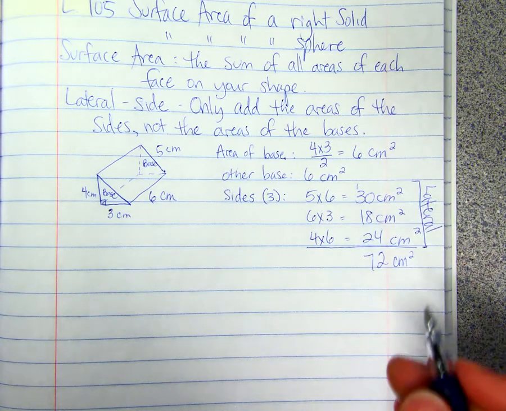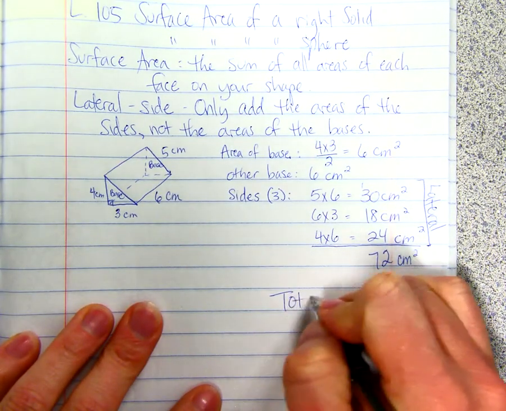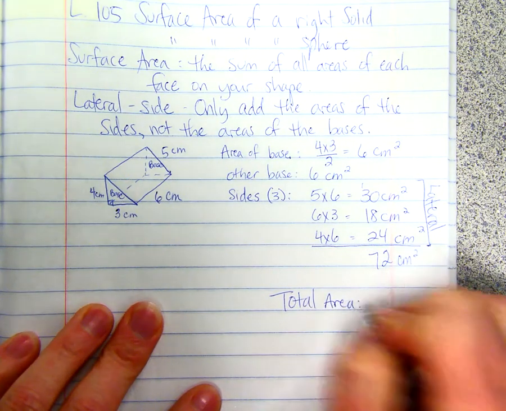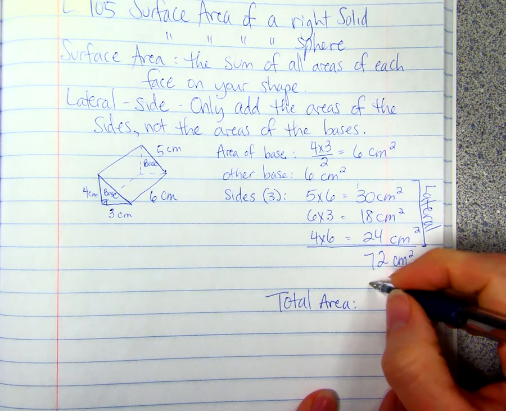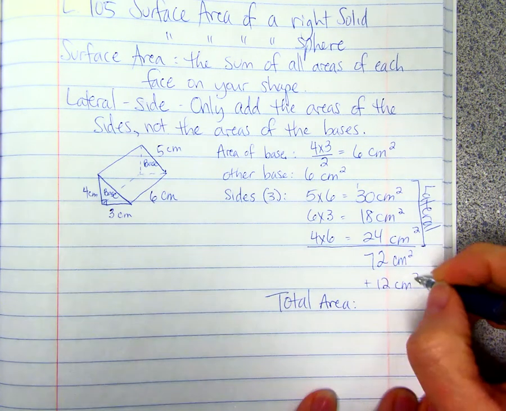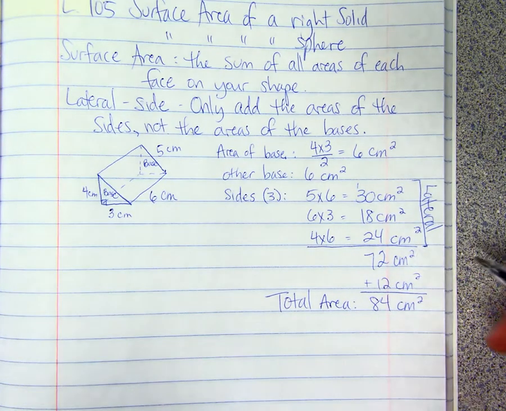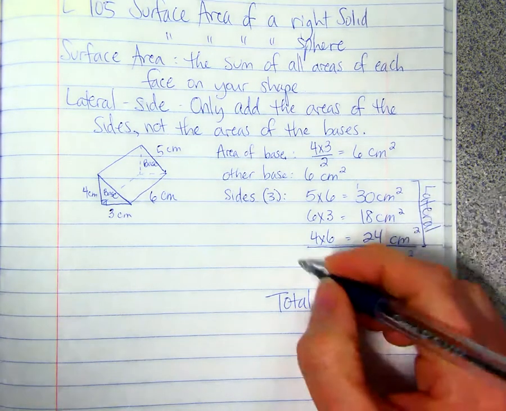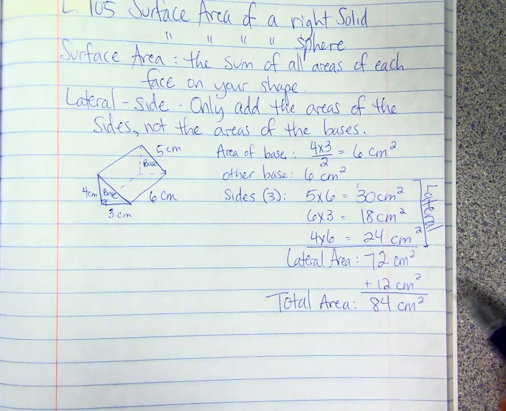If I wanted to add in, so to get the total area, we'd have to add in then 12 centimeters squared. So we'd have 84 centimeters squared. So the lateral area is 72. The total area would be 84.